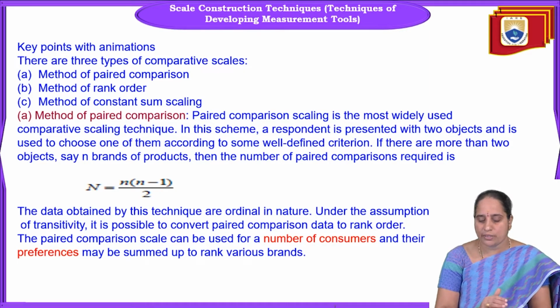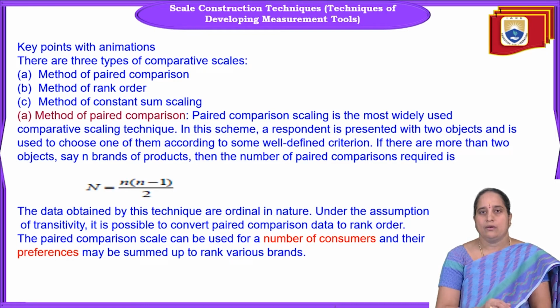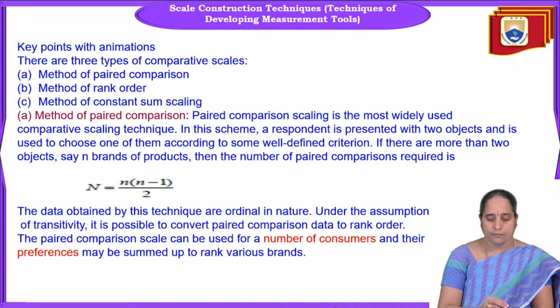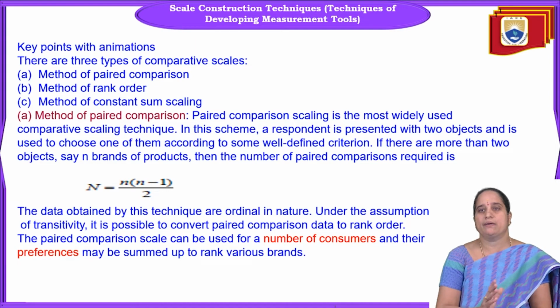So if there are more than two objects, for example, if there are n brands of a product, then the number of paired comparisons required, capital N, is equal to small n into n minus 1 by 2. The data obtained by this technique are always ordinal in nature. Under this method, the assumption we follow is the assumption of transitivity. It is possible to convert paired comparison data into rank order, and based on that, we can analyze the data.